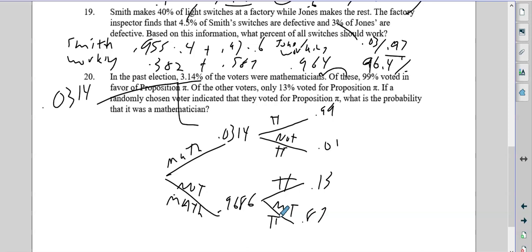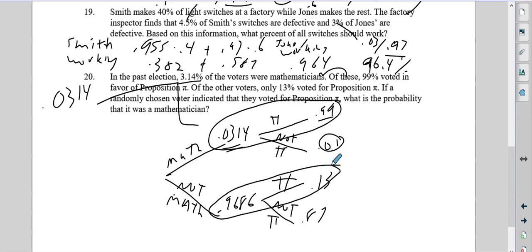Now, on day 7, all we did was, what is the probability of a math person voting for pi? And you would take this times this. Or a math person not voting for pi, and you would take this times this. Okay? That's the easy one-step answer. This is saying, what's the probability that someone who voted for pi is a mathematician? So this is a little bit more complicated. So we first got to find out who voted for pi here and who voted for pi here.